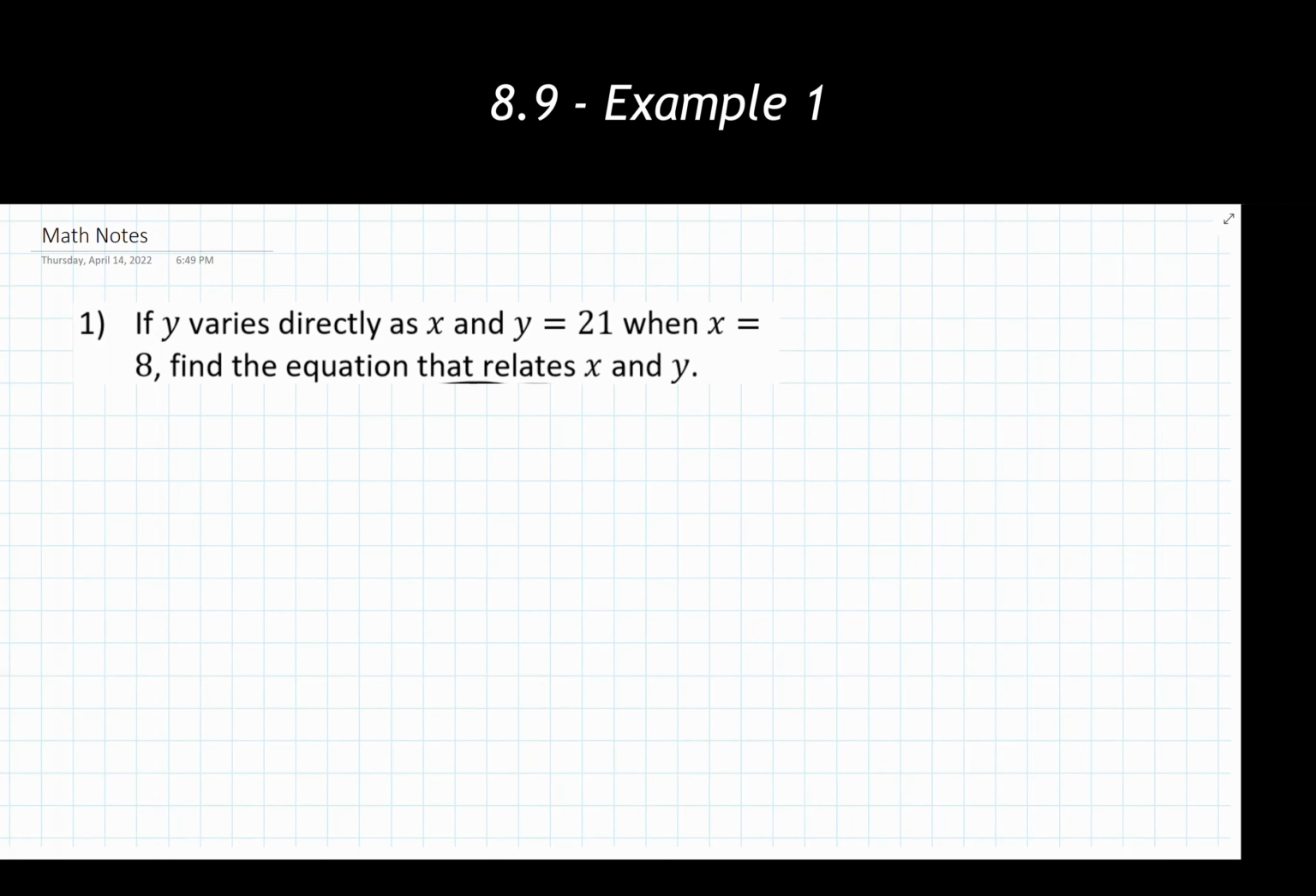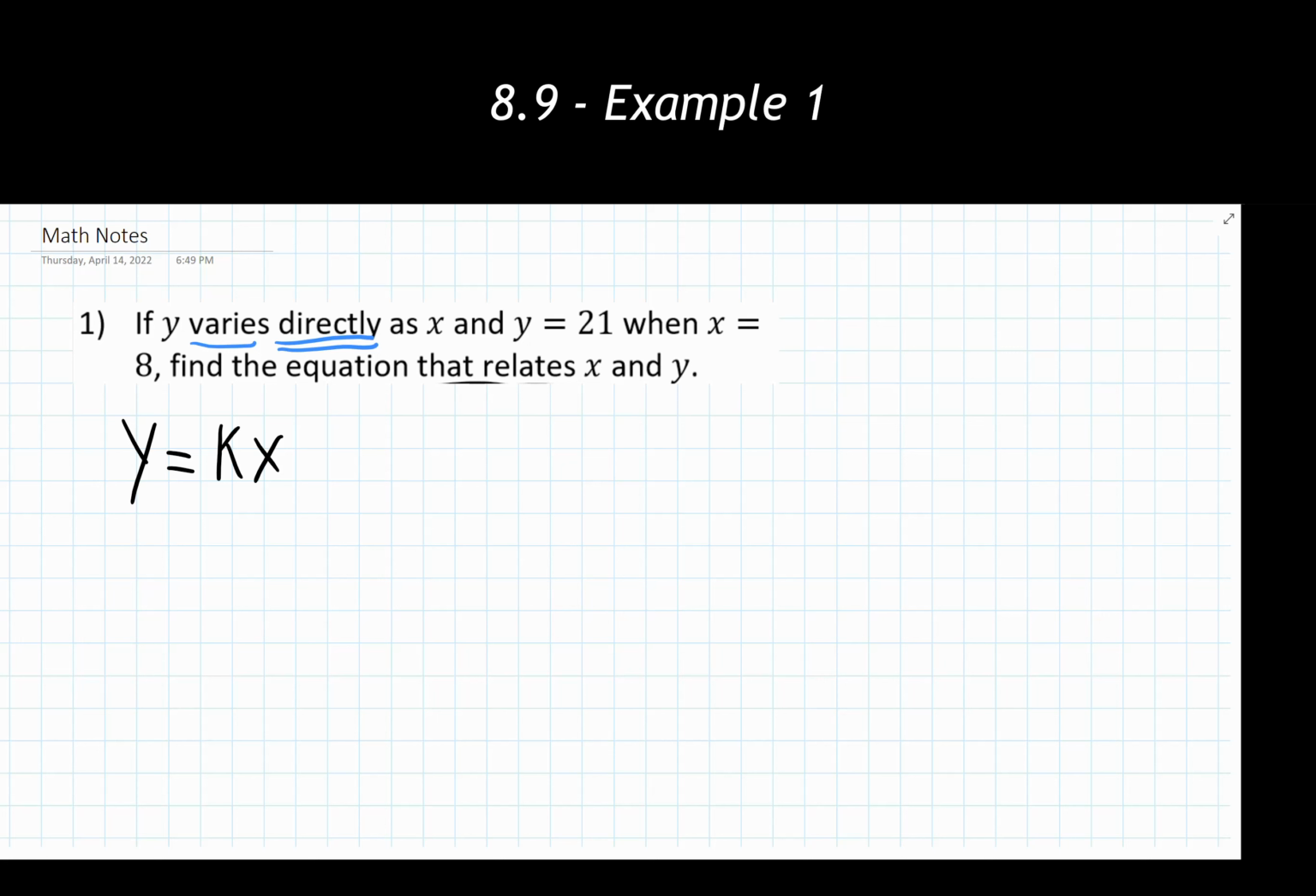Example 1 tells us: if y varies directly as x and y equals 21 when x equals 8, find the equation that relates x and y. So in this problem, we're asked to just make an equation out of this. Now we again are looking for buzzwords. We're told something varies, and more specifically, something varies directly. In this case, we're told y varies directly as x. That's our giveaway from the very beginning that we're going to start with our general direct variation equation.